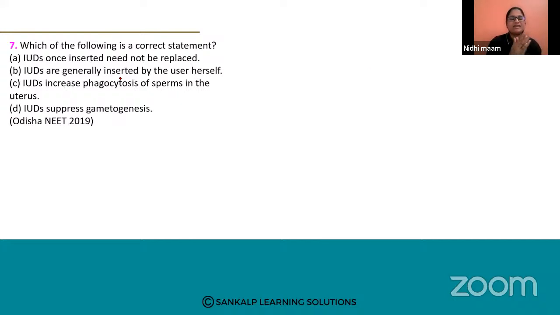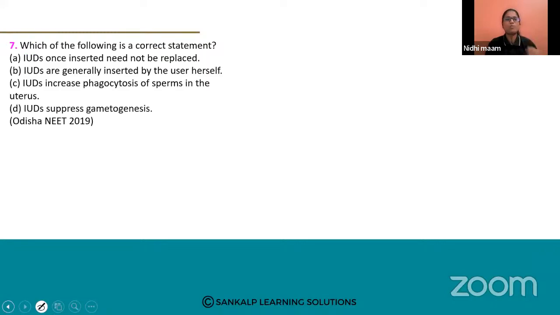So the correct statement regarding IUDs, intrauterine devices, once inserted need not be replaced. Inserted by the user herself is a totally wrong statement because it is inserted by a surgeon or a doctor. Increase phagocytosis, phagocytosis means, in common words, cell eating. This will make our uterine cells engulf the sperms. Then IUDs suppress gametogenesis. What is gametogenesis? Gamete formation.